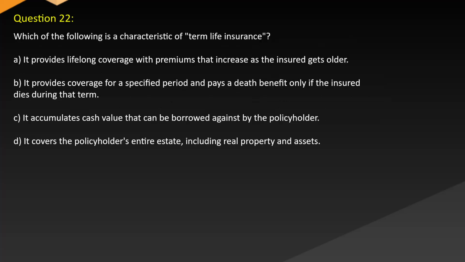Question 22. Which of the following is a characteristic of term life insurance? A. It provides lifelong coverage with premiums that increase as the insured gets older. B. It provides coverage for a specified period and pays a death benefit only if the insured dies during that term. C. It accumulates cash value that can be borrowed against by the policyholder. D. It covers the policyholder's entire estate, including real property and assets.